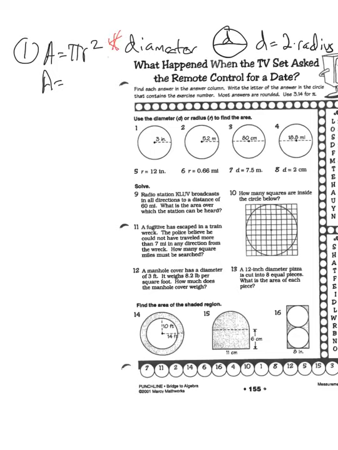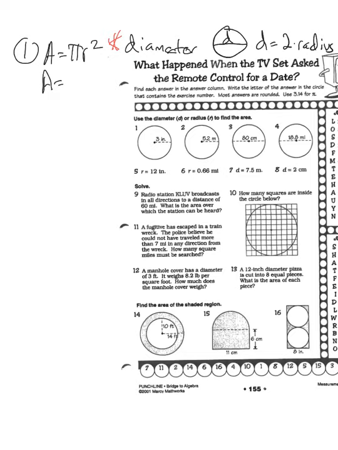The diameter is all the way across the circle. The diameter is equal to 2 times the radius. Again, the radius is halfway across the circle. So some of these problems will give you the diameter, some will give you the radius. If they give you the diameter, you have to change it to the radius to plug it in the formula. So the first thing we're going to do is number 1. I've written down that formula.